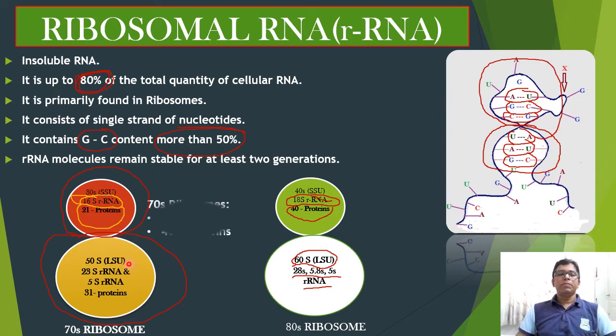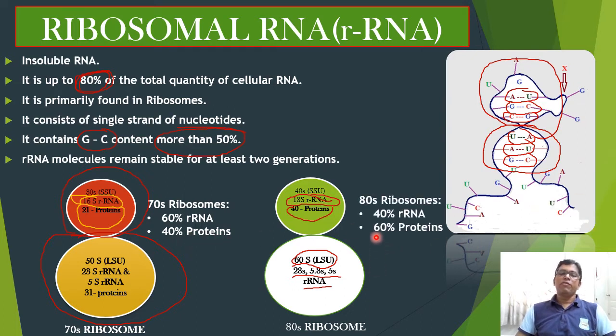Here, 70S type of ribosomes are composed of 60% rRNAs and 40% proteins. Coming to 80S type of ribosomes, 80S ribosomes are composed of 40% rRNAs and 60% proteins.